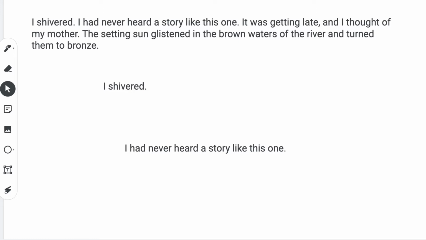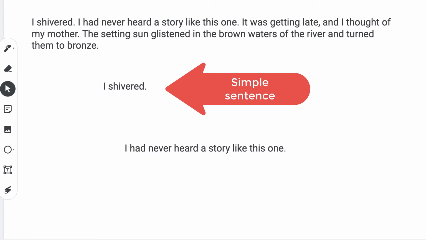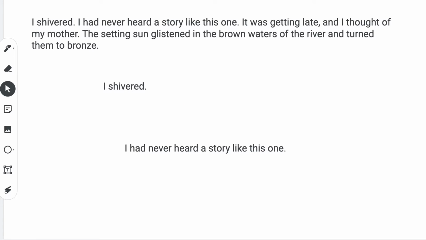I'll start with the simplest sentence in this passage so that I can label the basic components of a sentence, the subject and the predicate. So we have I shivered. I always start by finding the verb. Students first need to know what a verb is, so teach them that first before you start diagramming. The verb indicates the action in a sentence. So is there any action reflected in this sentence? Yes, it's shivered. We can see a person shivering.